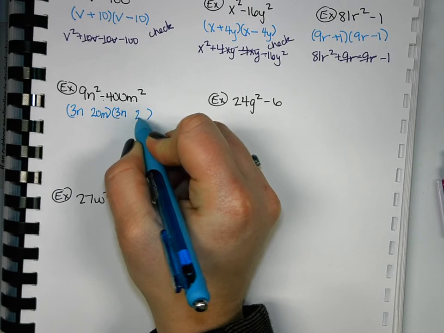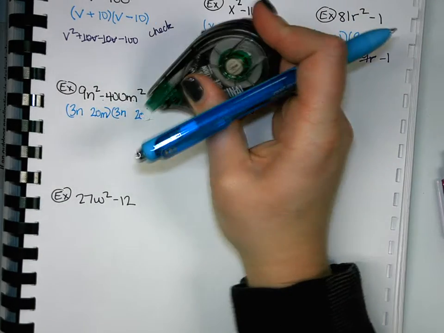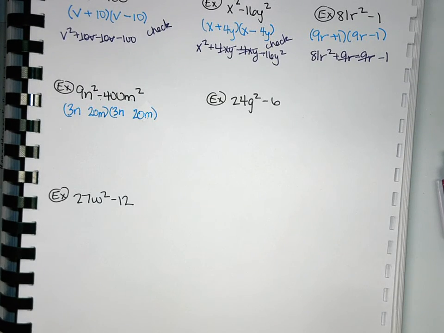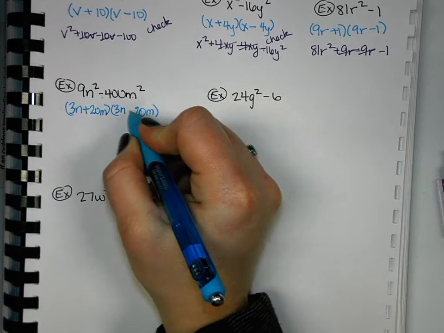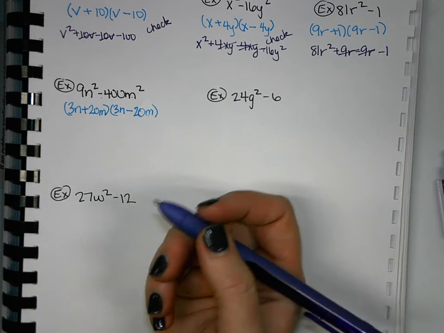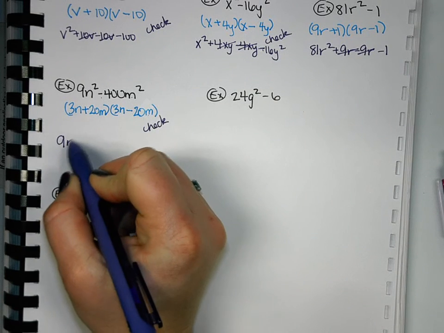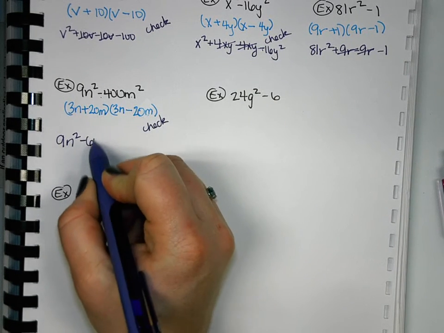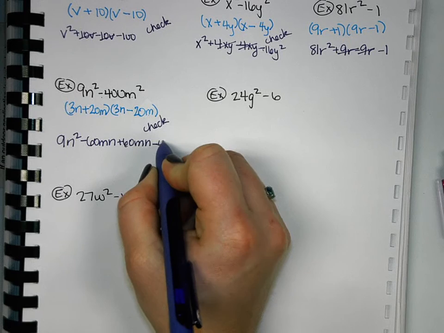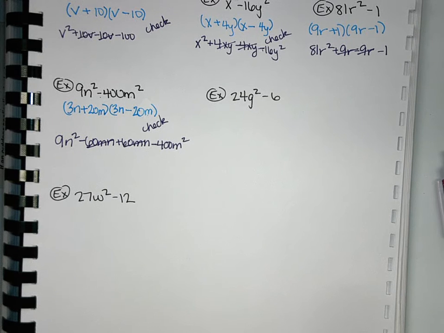20m. It's really common that we forget the letter if there's a second letter, so make sure you don't forget to put the letter with the 20, because on the test I see that way too much and I hate having to mark off a point for that. And then we put a plus sign in one, a minus sign in the other. And again, you can always check it. Multiply it back together, and the middle term adds up to 0, and you're back with what you started.